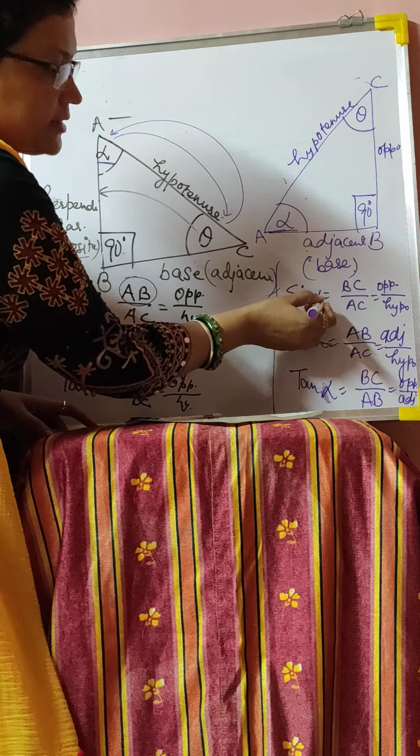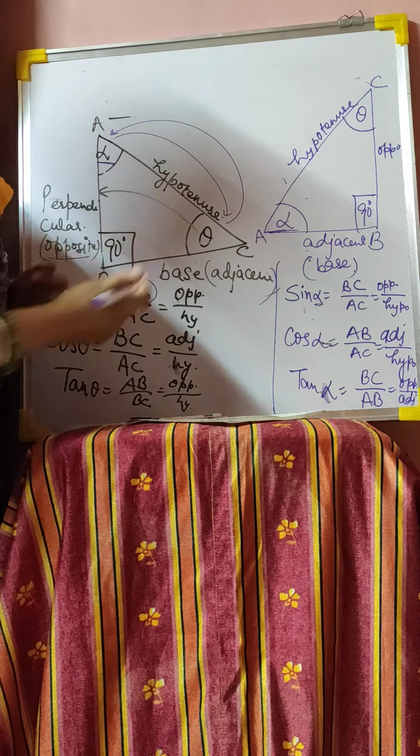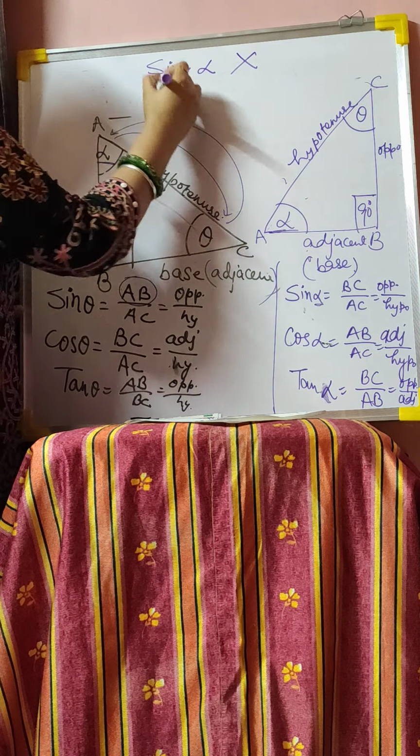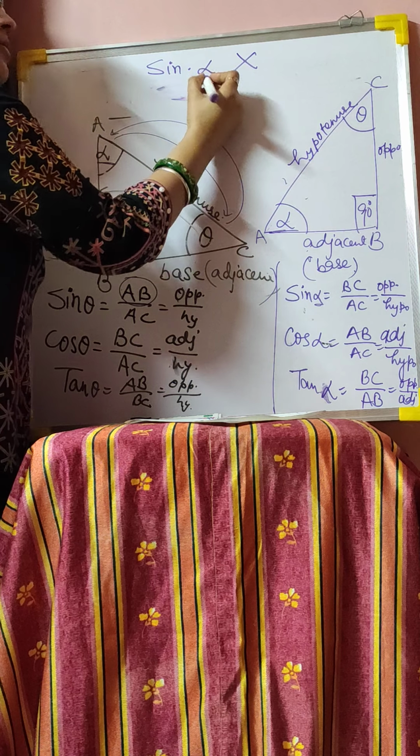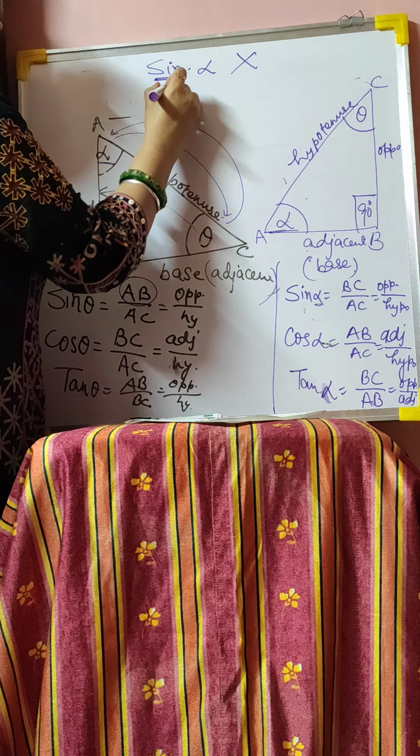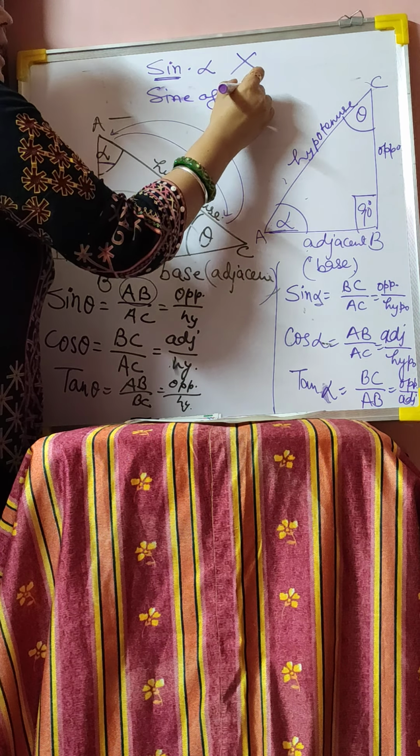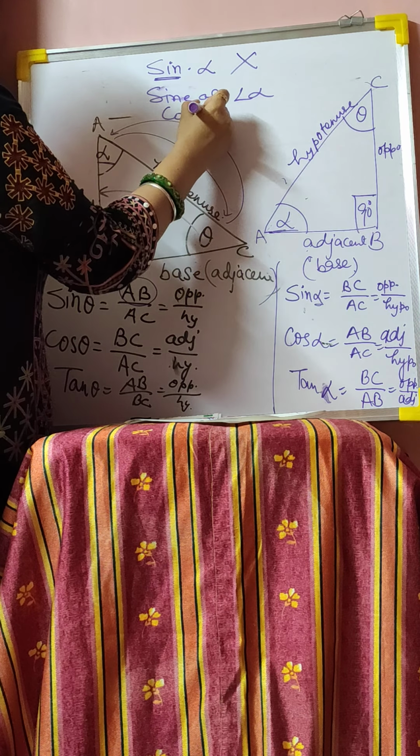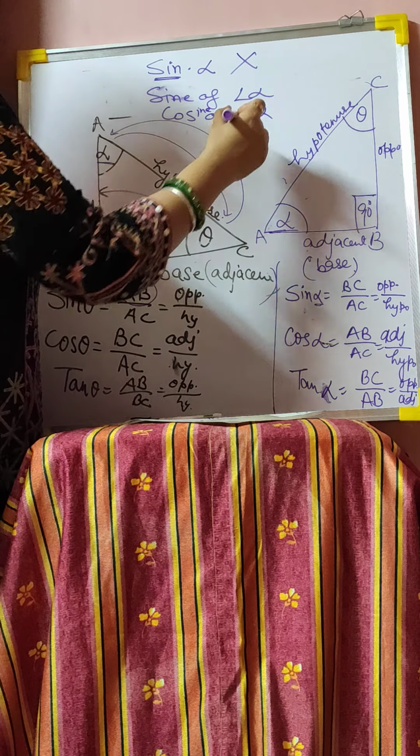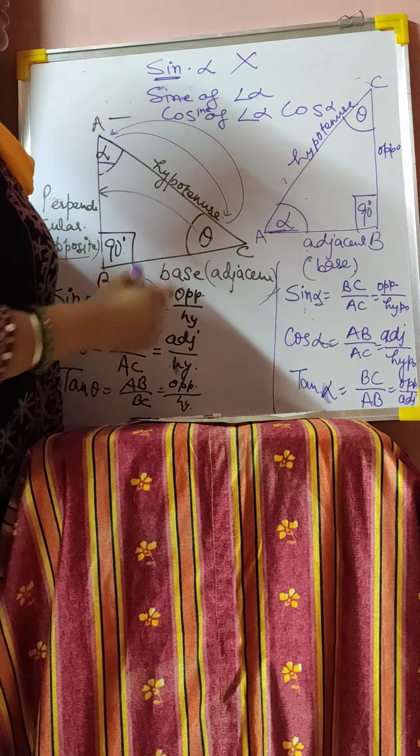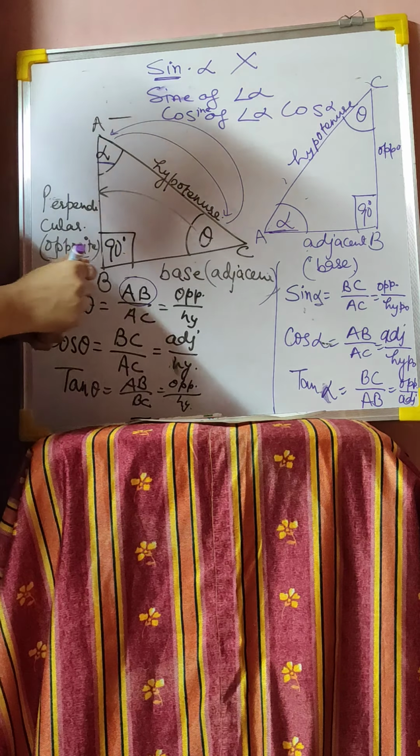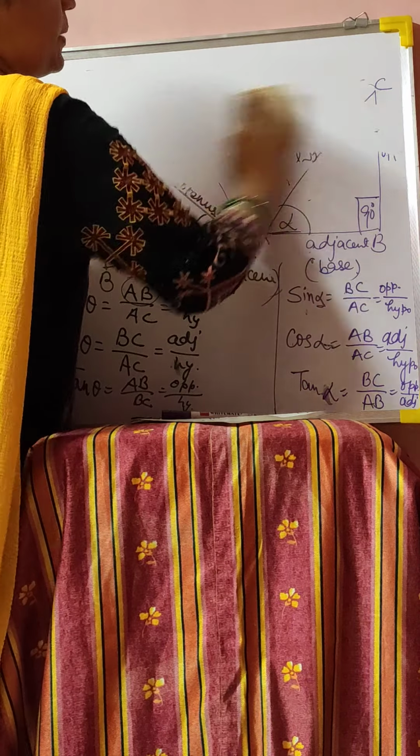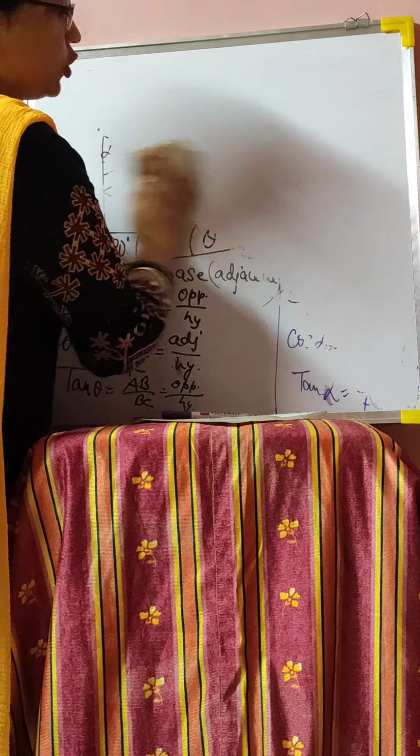And as I told in my last class, sin alpha doesn't mean sin multiplied by alpha. No. It means the sine of angle alpha, or cosine of angle alpha if it is cos alpha. It is not cos multiplied by alpha. Okay students? So this was the basic part, like how the T ratio is formed.